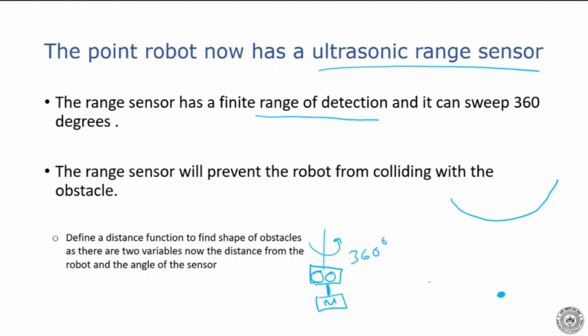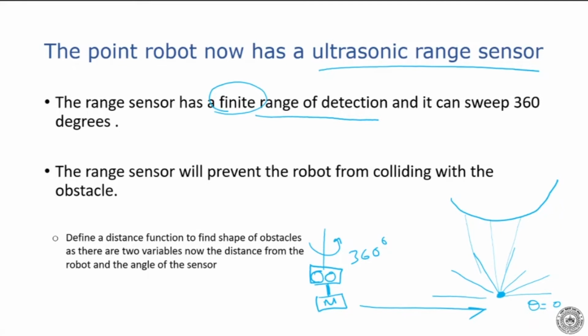Okay, so suppose you can imagine this, this is my range sensor, and in this direction is my 0 degrees. Theta is equal to 0 here, and it can sweep. As the motor rotates, what will happen? It will sweep and it will give me the distance. So first of all, there is a range sensor. It has a finite range, and the range sensor will prevent the robot from colliding with the obstacle. So in the previous case, it had to touch the obstacle. Here it will not touch the obstacle because it knows the obstacle is there.